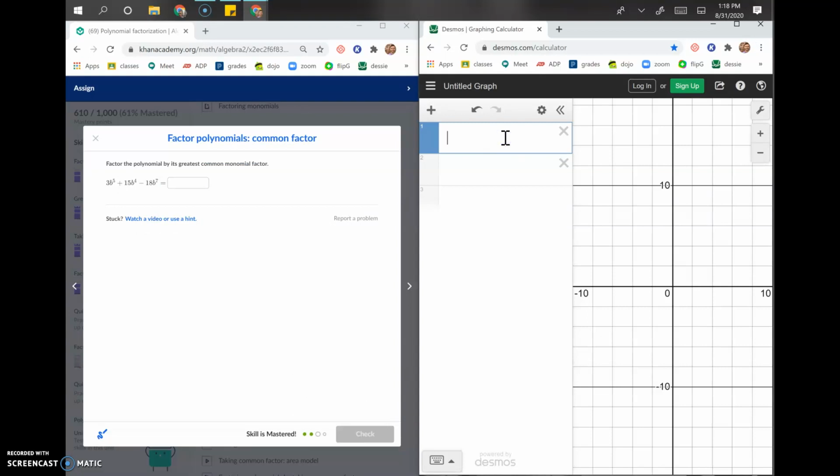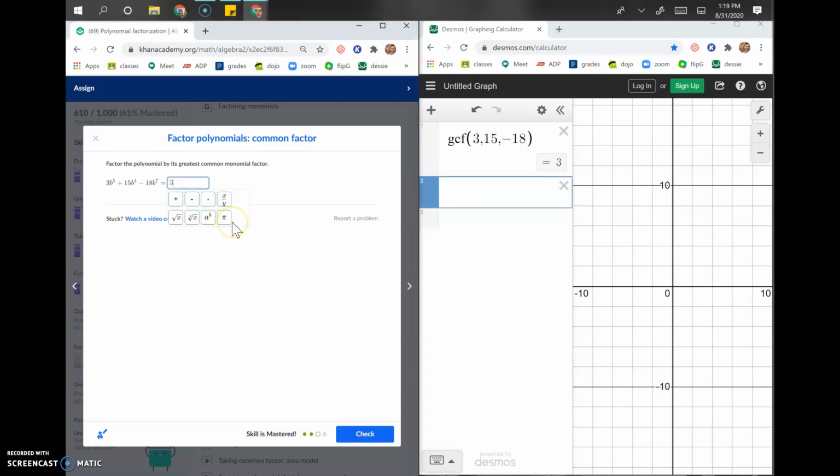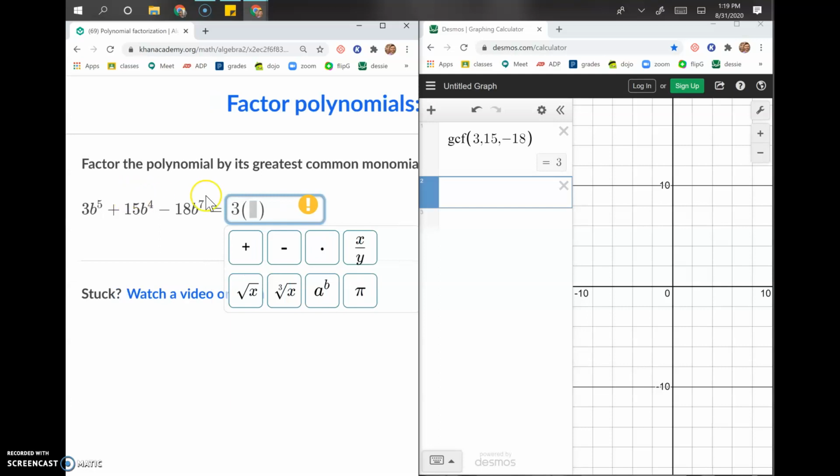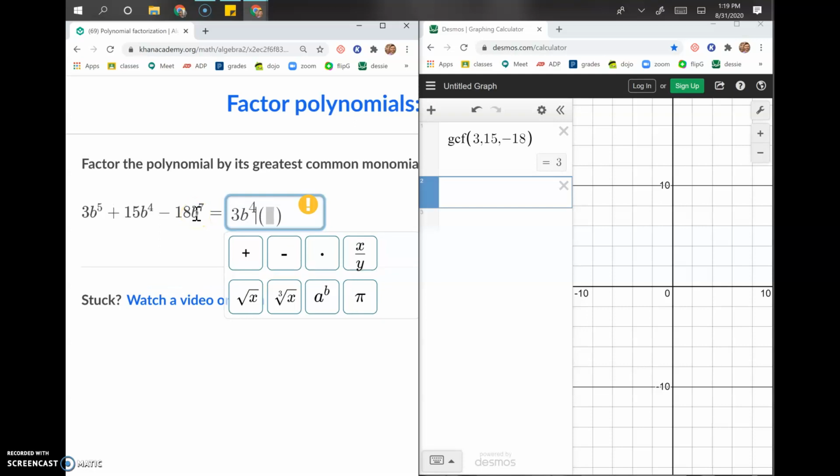Alright, I'm just going to do this one a little bit differently. So first step is to find the GCF of 3, 15 and negative 18. And the GCF is a positive 3. Okay, cool. So we got a positive 3. We know that we're going to have parentheses. And then we got to look at the variable portion, right? How many b's do they all have in common? This has 5, 4, and 7, so they all have 4 b's in common. So we can factor out a b to the 4th.